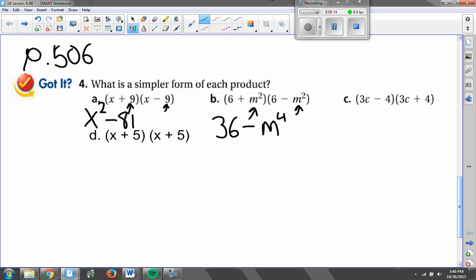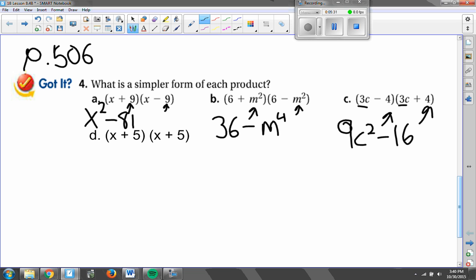All right. Same thing here. I see a 4 there. I see a 4 there. A 3c, and a minus and a plus. So I'm going to do 3c squared, which really is a 9c squared, minus 4 squared, which is 16.